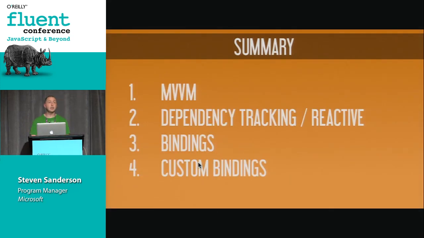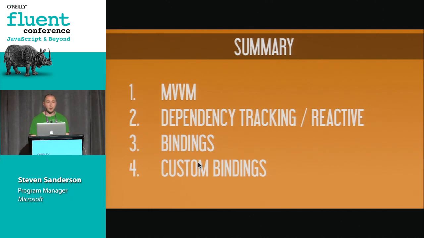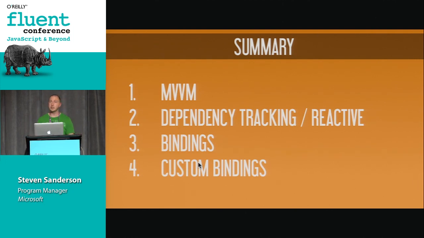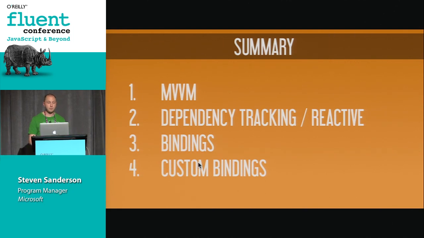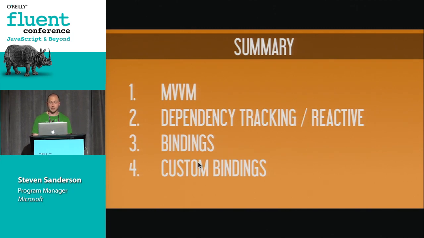So in summary, you saw how we started off by thinking about the Model-View-ViewModel pattern. We then went from there to look at how Knockout deals with reactive programming and pushing changes through different levels within your model and ultimately, optionally, into your view. Then we looked at how to use declarative bindings to update your user interface. And finally, how you can create your own custom bindings.